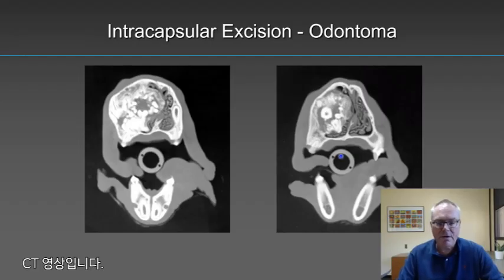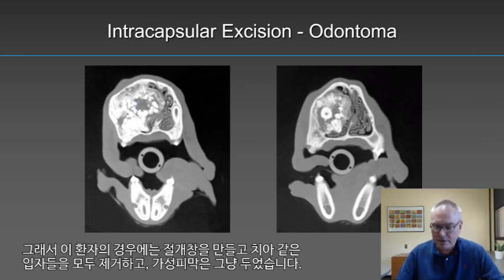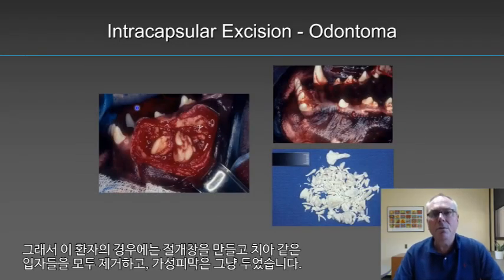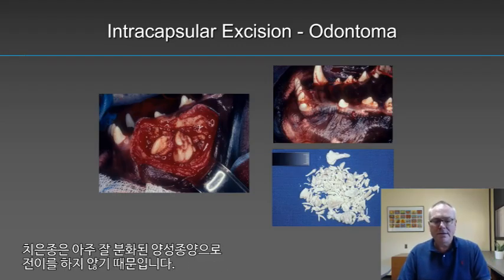Here we see the corresponding CT scan. Basically the entire maxilla on this side of the dog was occupied by tooth-like particles. In this particular case, we created a window to the maxilla and just scooped out, removed all tooth-like particles, leaving that pseudocapsule behind. In this case, this was curative, and it was curative because an odontoma is such a well differentiated tumor type that doesn't metastasize.